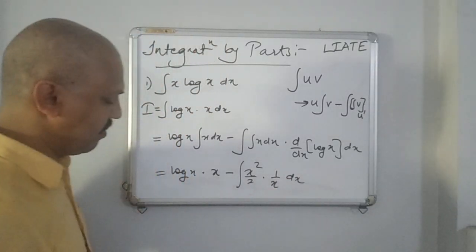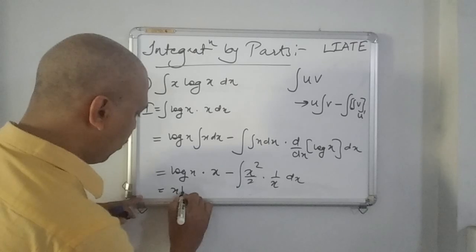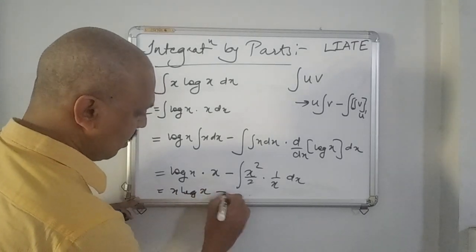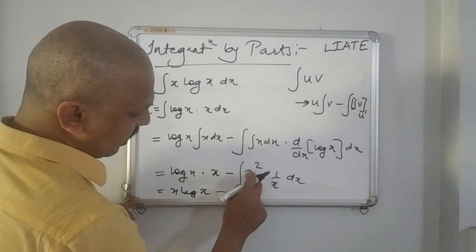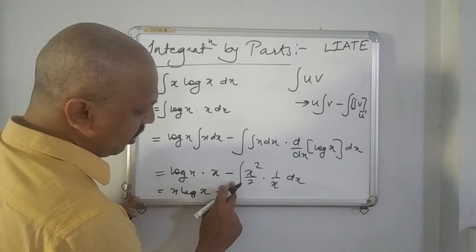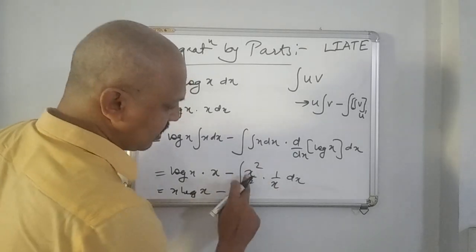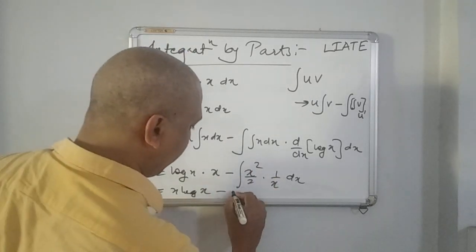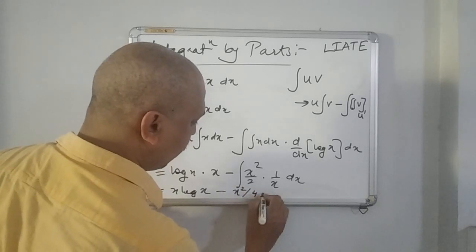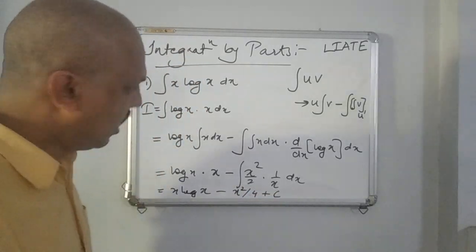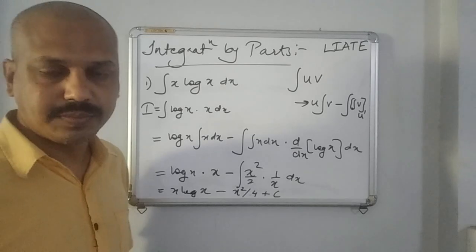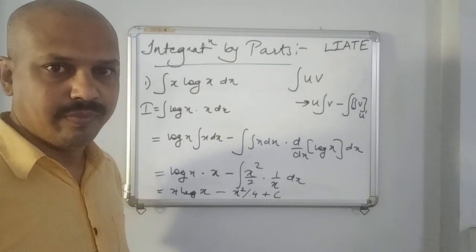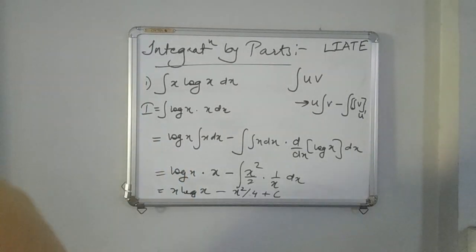The answer I get is x log x minus 1 by x, and 1 by 2 outside, we'll get 1 by 2 here. x square upon x is x, x dx is x square by 2, so you'll have x square upon 4 plus c. And this is the answer. We'll now solve one more problem like this.